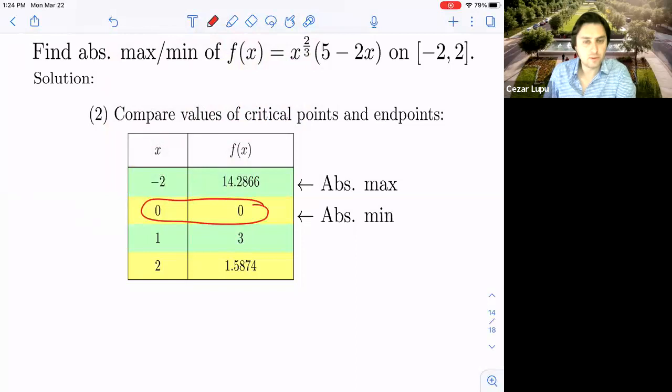So the absolute min is this one right here. As you can see, it is the lowest, 0. And the absolute max is this one here. The funny thing is that the absolute max was obtained at x equals -2. Don't be mistaken: it doesn't mean that if -2 is the lowest, you'll get the minimum. When you evaluate f at -2 and you have the greatest value, that is the absolute max. Does this make sense?